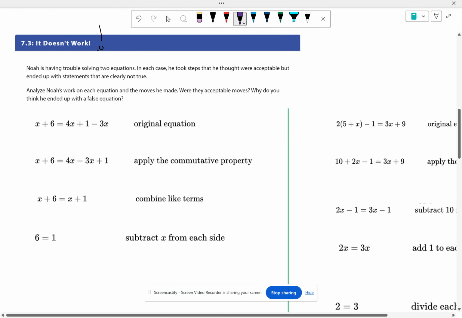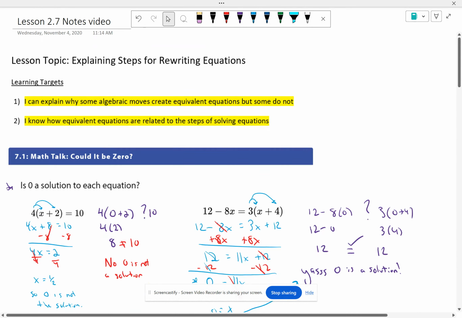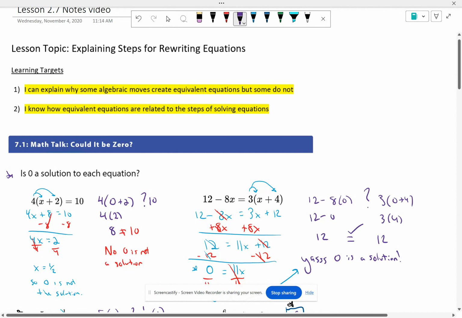So in this situation, Noah's having trouble solving two equations. In each case, he took steps that he thought were acceptable, but ended up with statements that are clearly not true. Analyze his work on each equation and the moves he made. Were they acceptable moves? Why do you think he ended up with a false equation? So again, back to the target of this lesson, we're going to explain why some algebraic moves create equivalent equations and which do not.